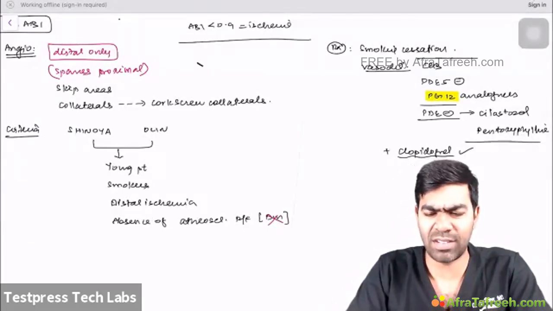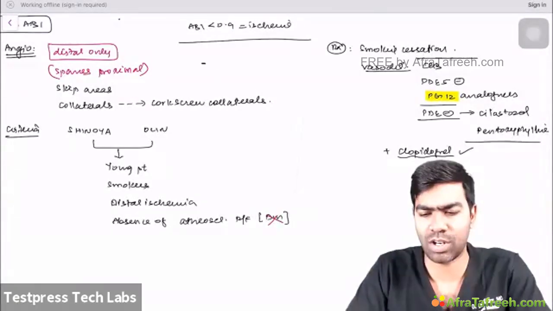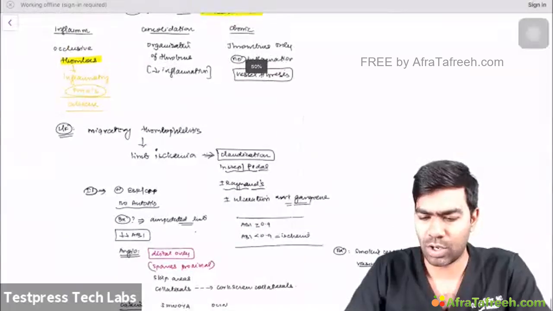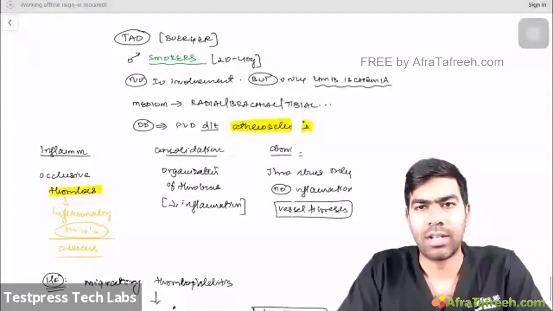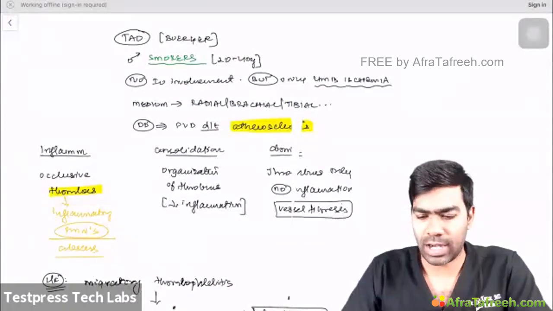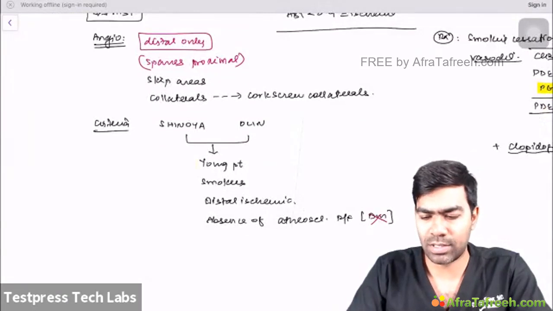So this Buerger's disease is a very vague disease. It's very difficult to find out in clinical practice. Most of the time it has a strong association with atherosclerotic disease, but nevertheless, this is how it is. Whatever I told you in the criteria will be more useful for you because this is how in the exam also you're going to diagnose Buerger's.